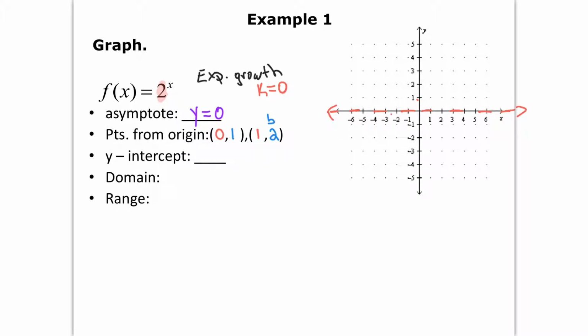Then you guys are going to plot the points. So 0, 1, regular points, just 0 and then 1 up. 1, 2 is 1 to the right, 2 up, right here. And now you are ready to make your actual graph. Now remember, this is exponential growth. Growth means that it's increasing from left to right, it goes up. But remember that the asymptote would never touch the graph, or the graph would never touch the asymptote.